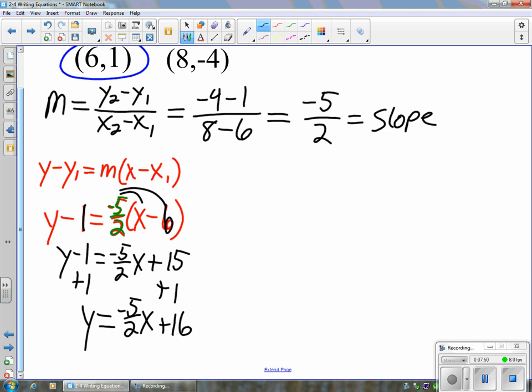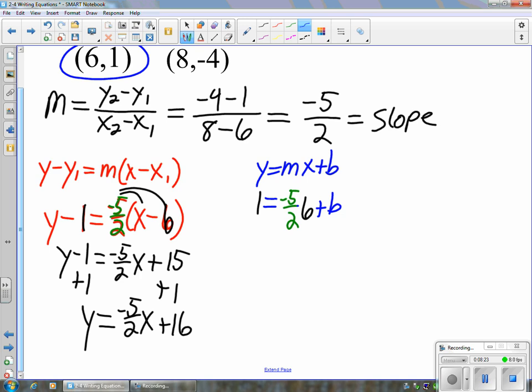And there's my equation. Again, just to show you one more time, what if you forget that equation? You can use my y equals mx plus b slope-intercept form. Let's plug in the 6 in the x spot, the 1 in the y spot. The slope was minus 5 halves. And so we'll have 1 equals minus 5 halves times 6 plus b.